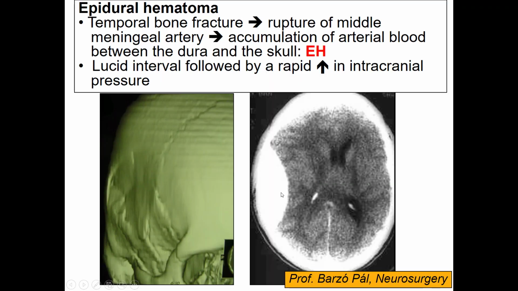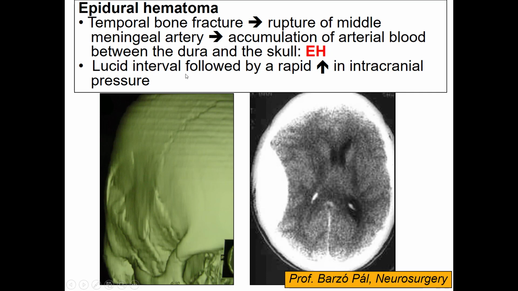And if we do imaging, then you can see here in the right hemisphere developing epidural hematoma, and some of the imaging techniques is enabling also to reconstruct the skull and finding the source and type of the hemorrhage. As mentioned, temporal bone fracture causes rupture of the middle meningeal artery, accumulation of arterial blood between the dura and the skull, causing increased intracranial pressure and death.